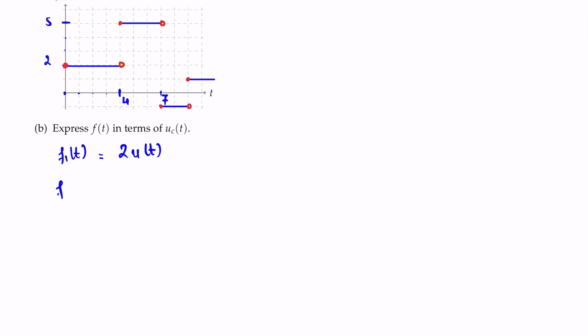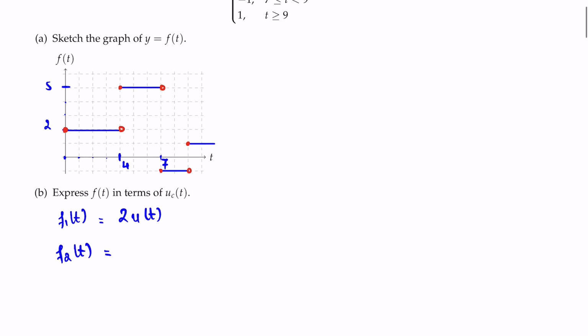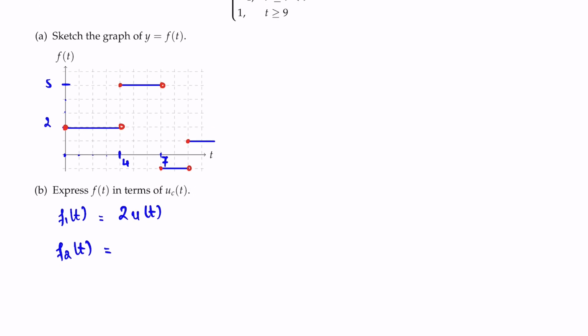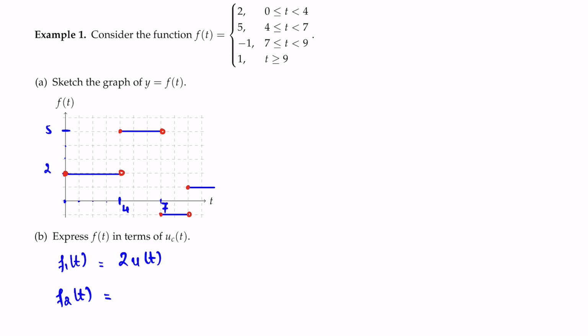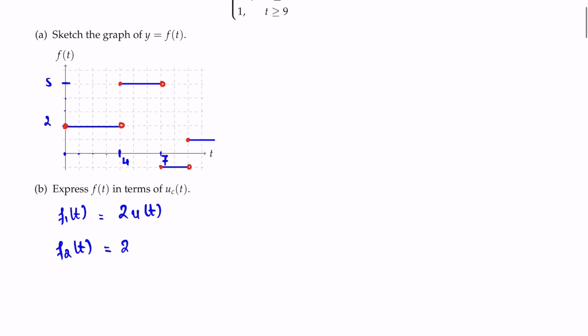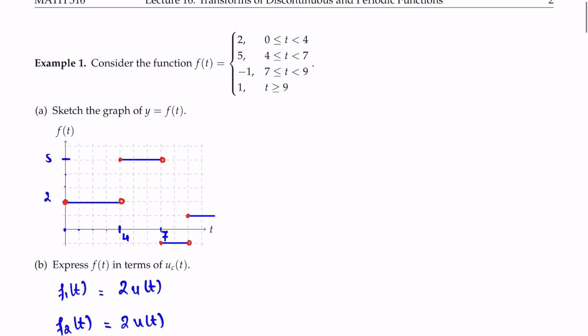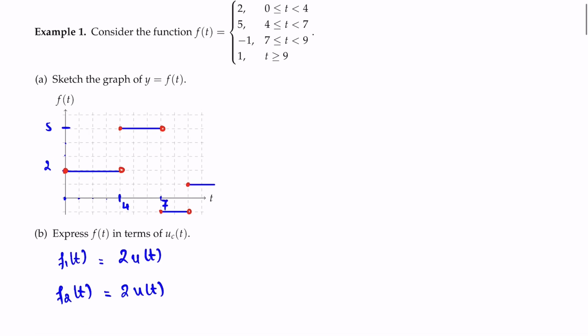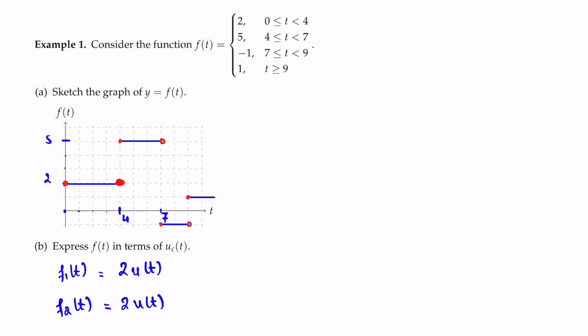All right, so f2 of t, you start with 2. Now you add to that, so 2 times u of t. Now what is the next function? The next function is 5, right? f of t equal to 5 in the interval between 4 and 7. So you start here at 2, and you're going up by 3 units, so 1, 2, 3.